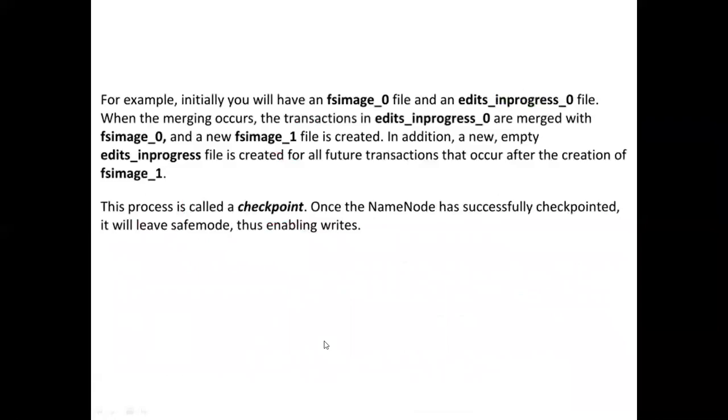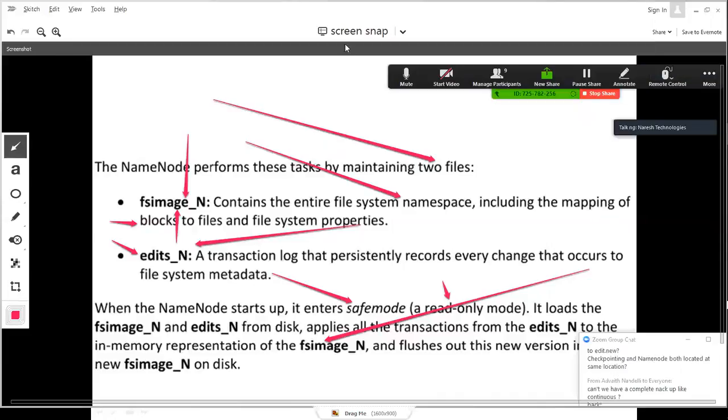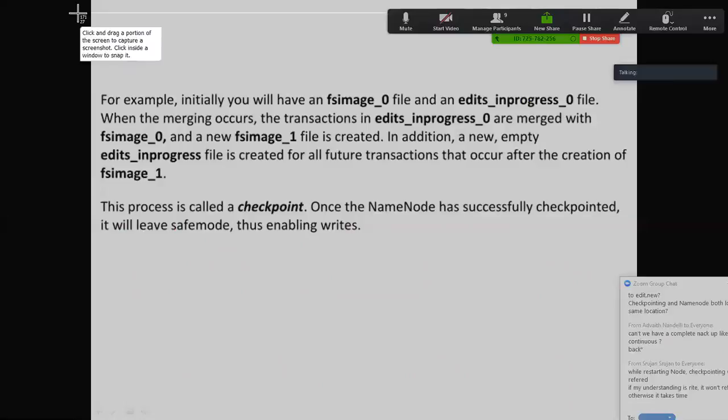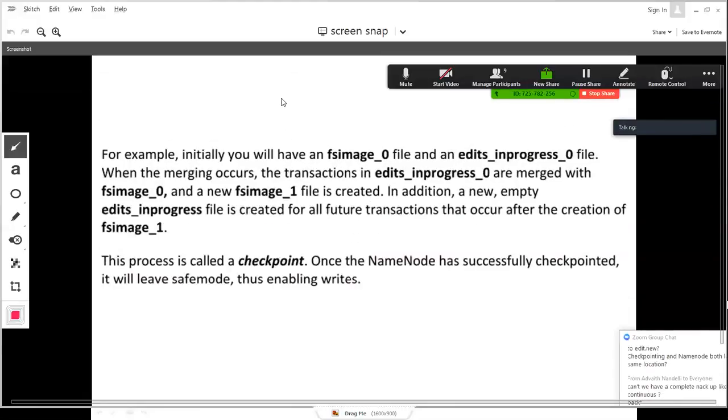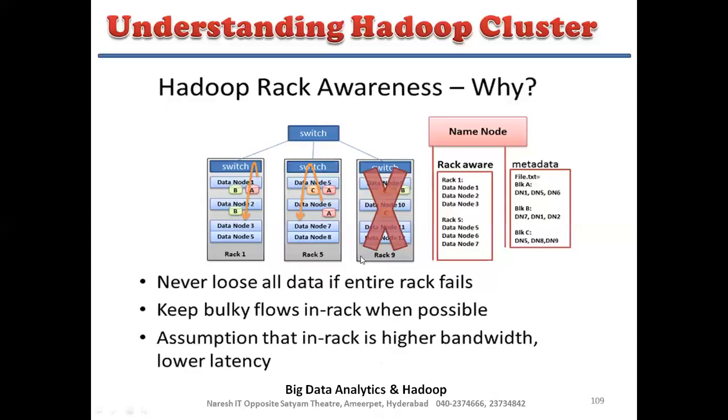Okay, and let's go one more step deep. For example, initially we will have FS image 0 and edit 0. When merging occurs, the transactions in edit 0 are merged with FS image 0 and a new FS image 1 is created. In addition, a new empty edits in progress file is created. This process is called a checkpoint. Once the name node has successfully checkpointed, it will leave the read-only mode and enable the writes. So once that merging is done, it will leave the checkpoint.